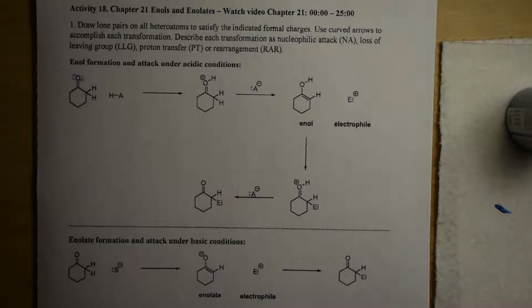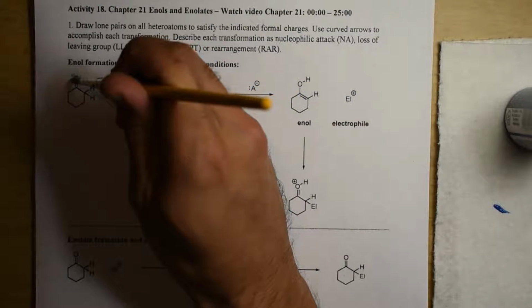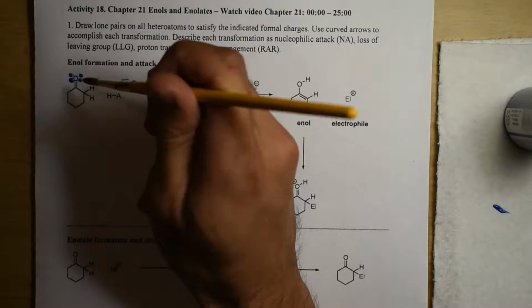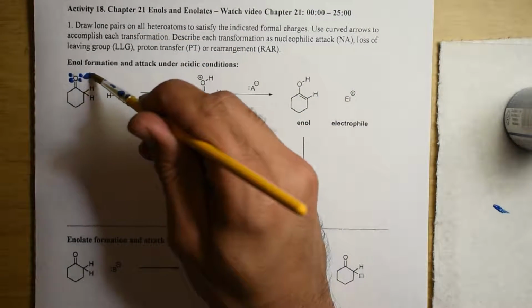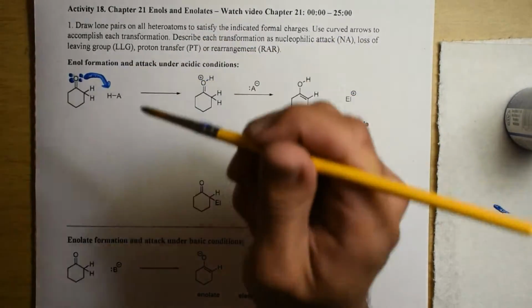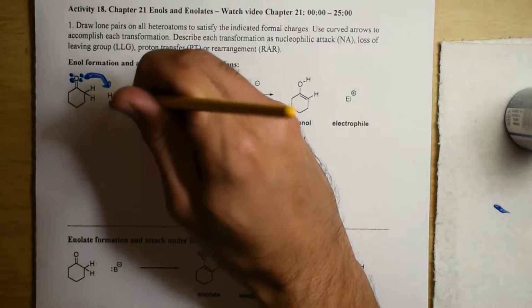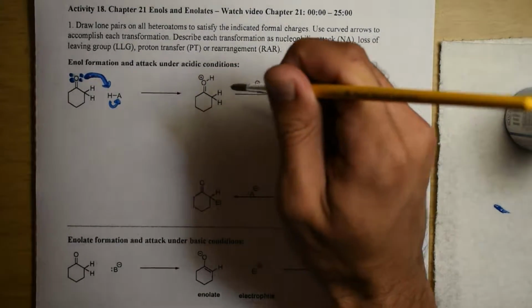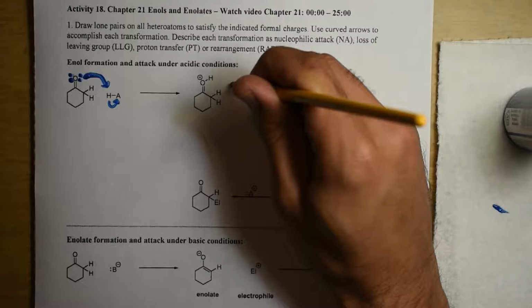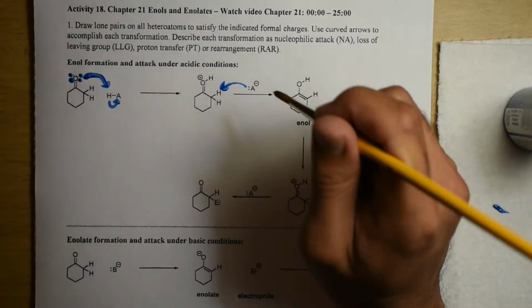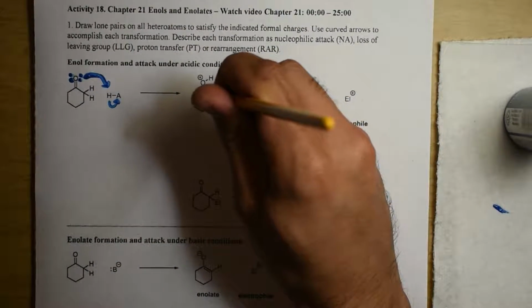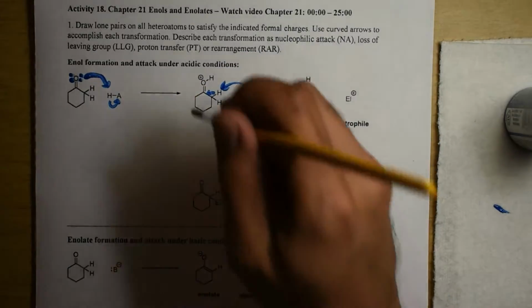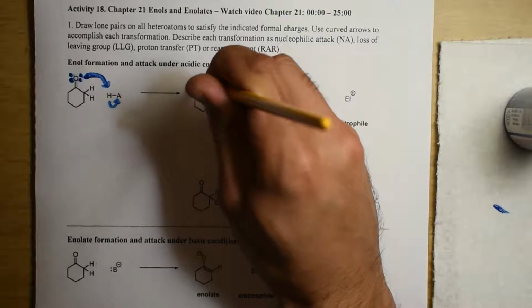To start off, we're going to draw our lone pairs on our oxygen, and using a proton transfer, we'll deprotonate our acid to protonate our oxygen atom. In the second step, we're going to use the acid to deprotonate our alpha carbon so we can move the bond to our cyclohexane and break the double bond of our oxygen.